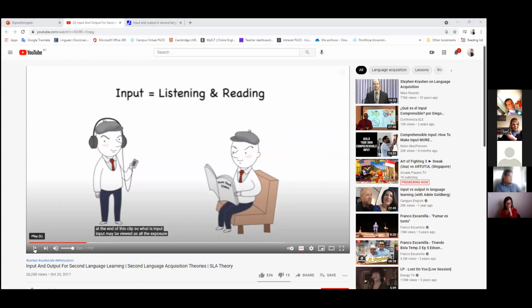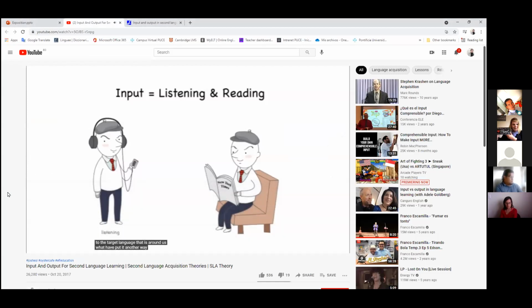Okay, here we go. Exposure to the target language that is around us. Or to put it another way, input can be defined as the language data which the learner is exposed to, i.e., listening and reading. It is important to second language development because without it, there can be no output. In short, this means if you don't hear or see the language, then you can't learn the language.